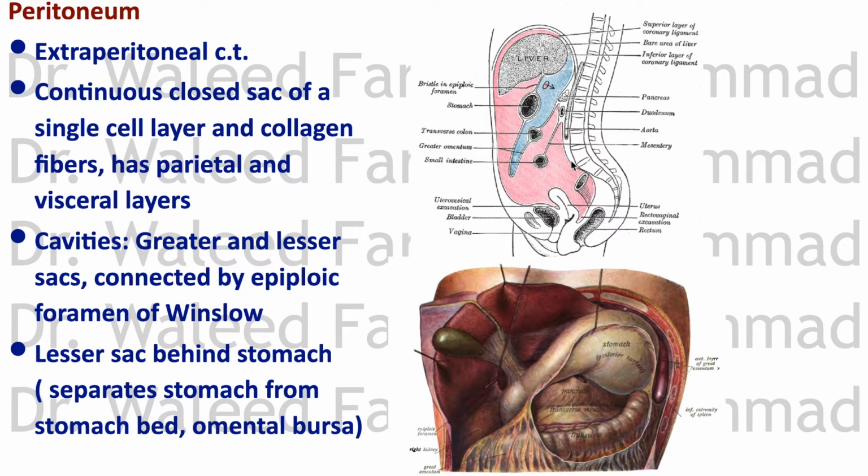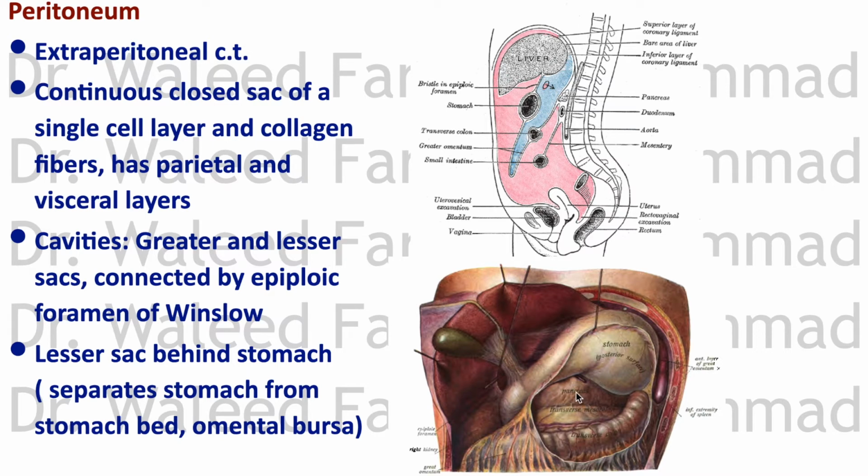You use the posterior layer of this parietal peritoneum to hold the other end of the bag and pull it forwards. Actually, I'm pulling the greater omentum and the part of the bag that was behind the stomach. All this is the lesser sac, which is here behind the stomach, and is part of the cavities of the abdomen.